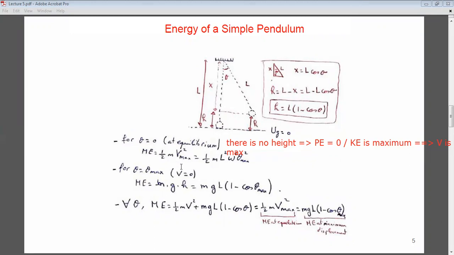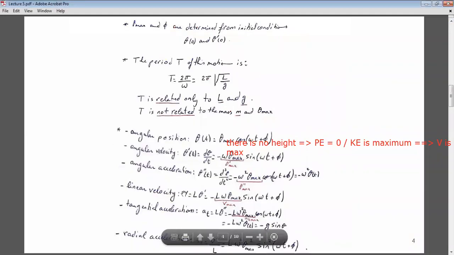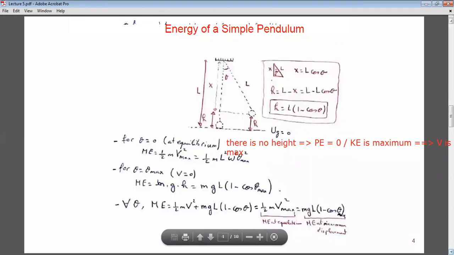But what is v maximum? We derived it in the previous slide. V maximum is L omega theta maximum. So I just plug it in and I get that mechanical energy at equilibrium is half m L squared omega squared theta maximum squared. Of course, you don't have to memorize these things. You can always derive them quickly.